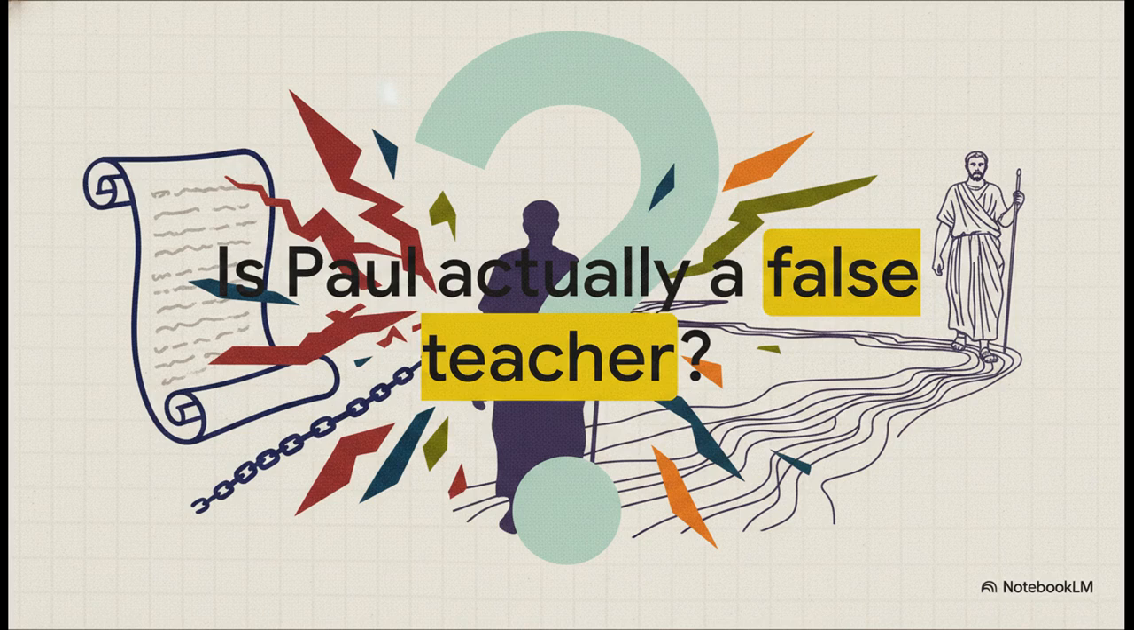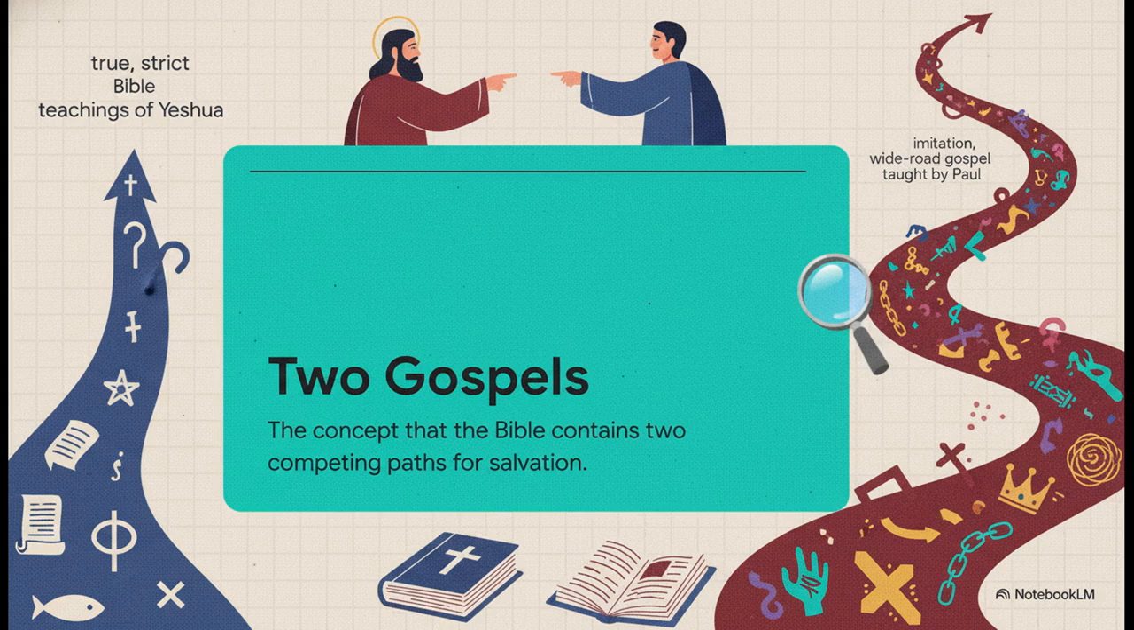To really get this argument, we first have to understand the source's foundational concept, which they call the two Gospels or the two Messiahs. The source insists that the modern Bible essentially contains two competing, totally contradictory paths. On one side, you have the true, strict teachings of Yeshua, or Jesus, and his original disciples, and on the other side, an imitation, wide-road gospel taught by Paul.